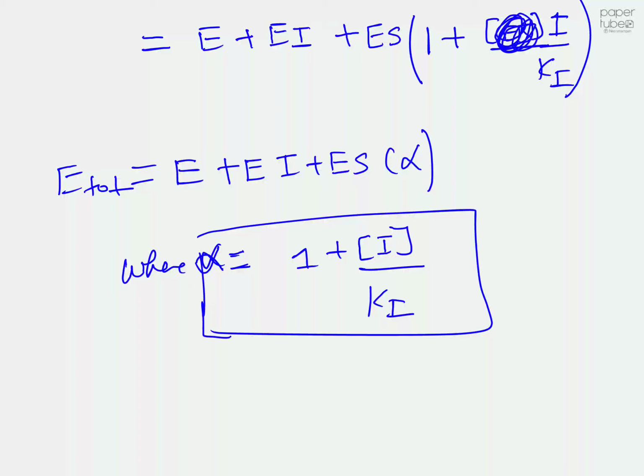So alpha is the same for competitive inhibitor, uncompetitive inhibitor and non-competitive inhibitor. That will be equal to 1 plus your inhibitor concentration divided by your inhibition constant Ki. So we know that our initial velocity, R0, will be equal to k catalytic multiplied by the enzyme substrate complex concentration. So we need to find this value, the enzyme substrate concentration. So let's do that.